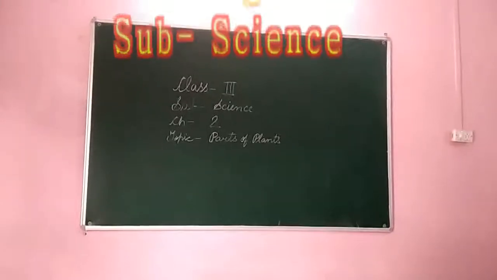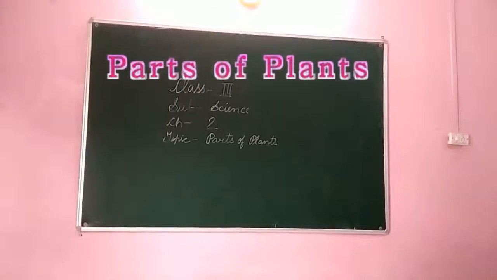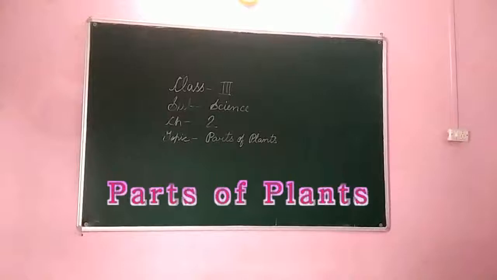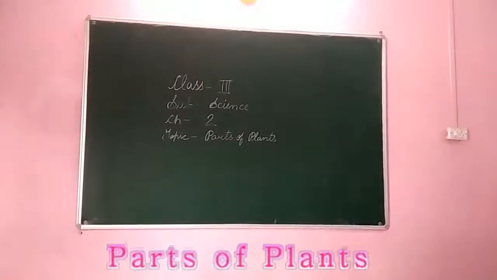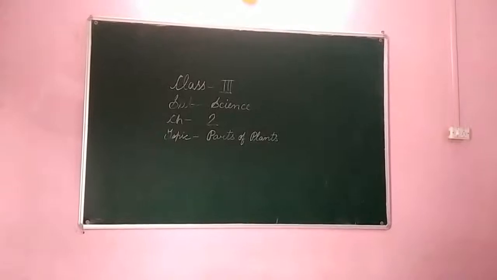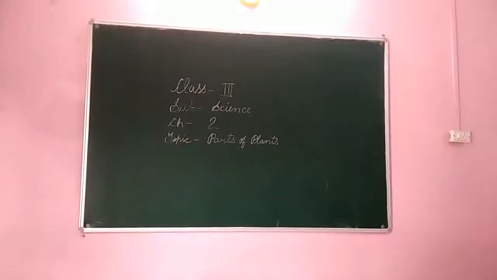In our last lecture we discussed the second chapter of science, parts of plants. We studied the two parts of a plant, the root and shoot system. We also studied taproot and fibrous root. Now today we will discuss stem and leaf.